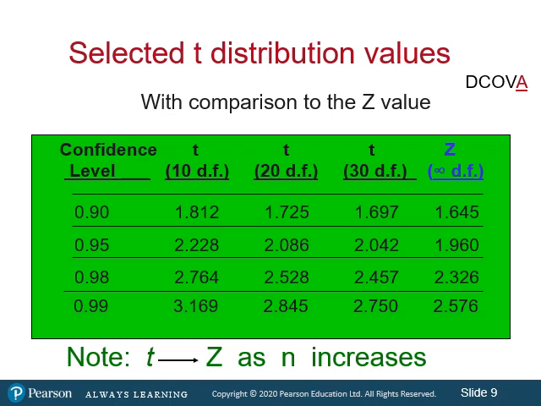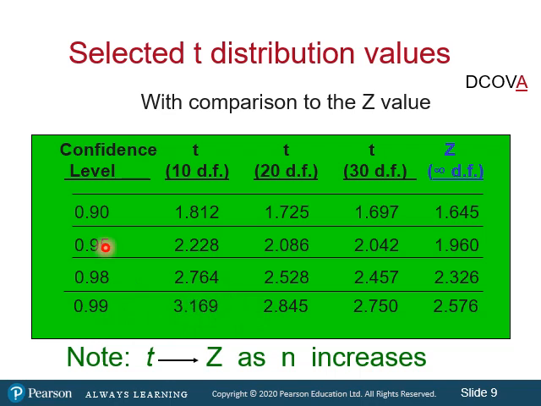Okay, this is a summary of all the confidence levels and also the t value that you will get from the table. So if you see here, for a confidence level of 90%, if your degrees of freedom is 10, you get a t value of 1.812. For 95% you get 2.228, 98% 2.764, and 99% you get 3.169.